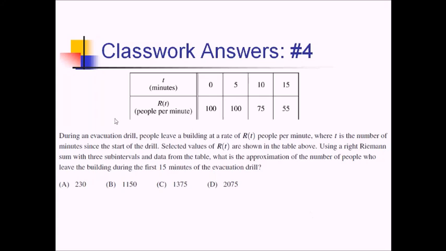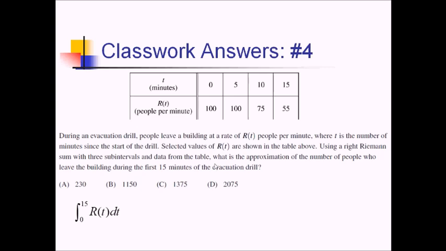For this problem, during an evacuation drill, people leave a building at a rate of r of t, and we've got some values of r of t in this table here. So they want us to use a right Riemann sum with 3 subintervals in this table to approximate how many people leave the building in the first 15 minutes of the evacuation drill. All right, so we're essentially trying to find the integral of r of t from 0 to 15. And we can say that that is approximately equal to the following.